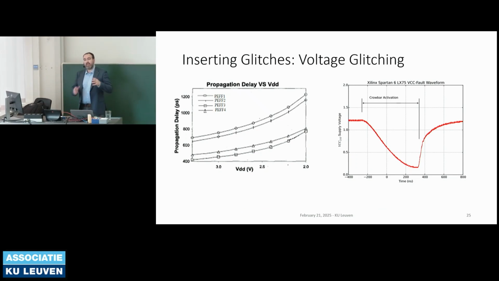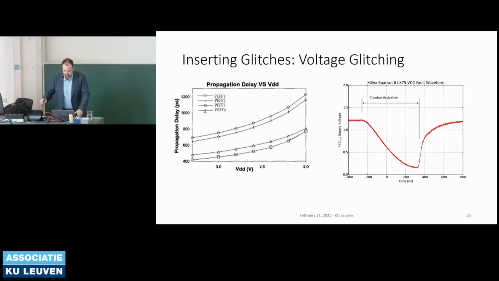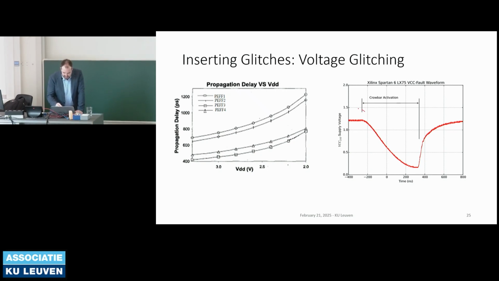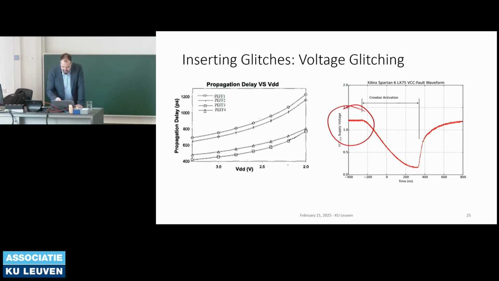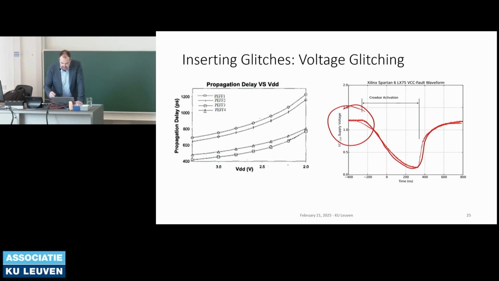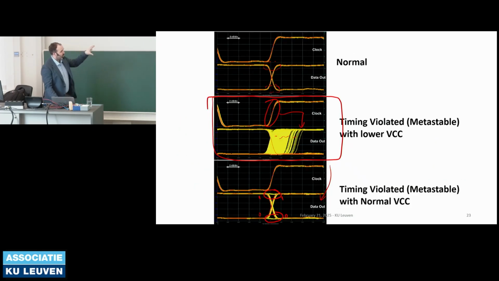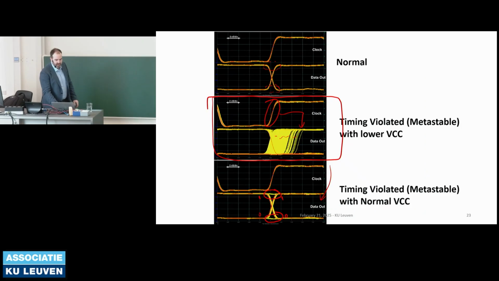Voltage glitches. An easy way to insert voltage glitches, which I'm going to use here as a demo, is we drop the power supply of the device. The reason this works well is that as the voltage goes down, this is high, this is low, so it looks a bit backwards, but as the voltage goes down, the propagation delay goes up, which is the same thing I showed here. Lower voltage gave me longer propagation delay.